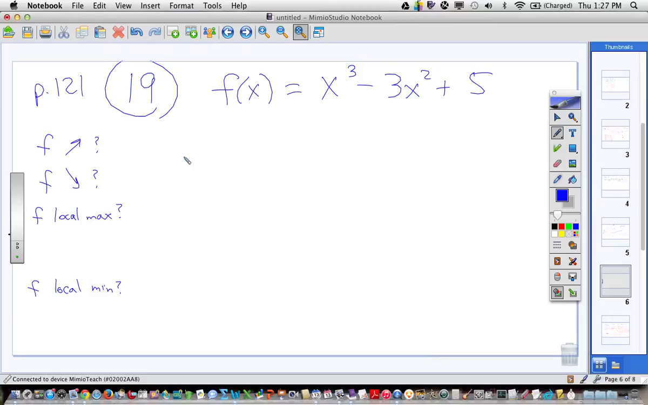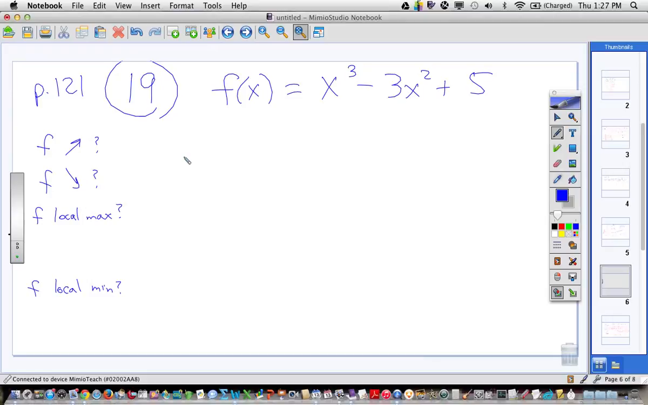So here's what number 19 is asking. Number 19 has 4 parts. They have this function and they want to know where is f increasing, where is f decreasing, where does it have a local max, where does it have a local min. Now in the directions it says give all your answers exactly, like square root of 3. That is kind of code for saying no calculator. This is a no calculator problem.